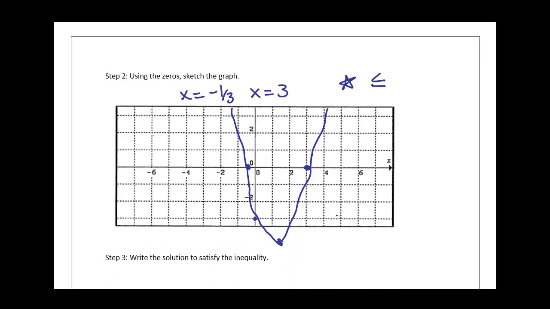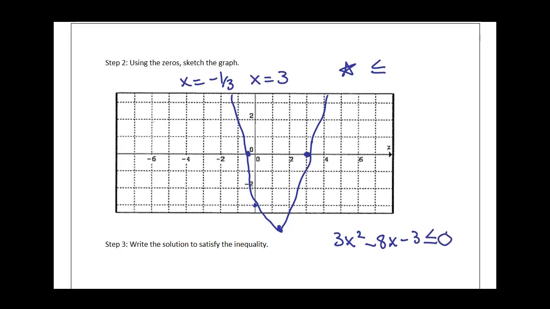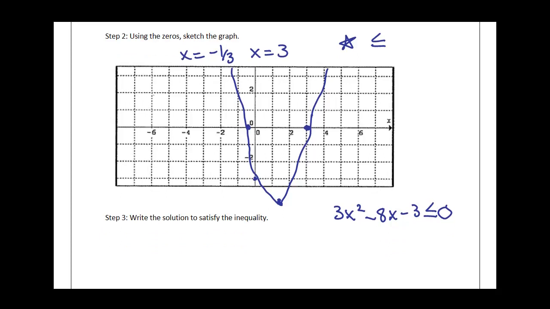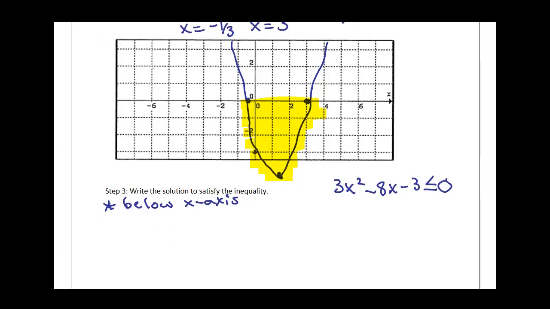Well, our inequality here was 3x squared minus 8x minus 3 less than or equal to 0. So since we're less than or equal to 0, we want to know when it's below the x-axis. So looking at our graph right there, we can see that it's below the x-axis in between our roots here. So hence our solution is going to be when x is greater than or equal to negative 1/3 and less than or equal to positive 3.